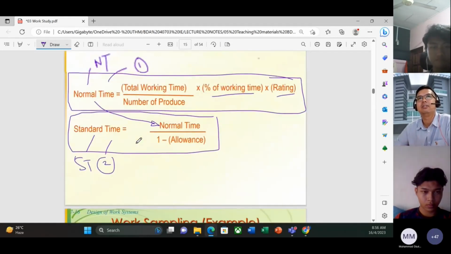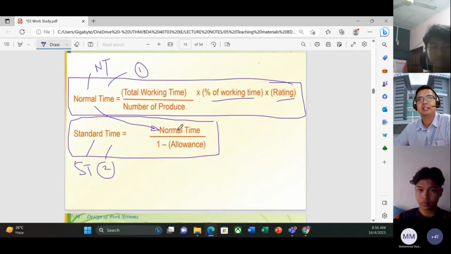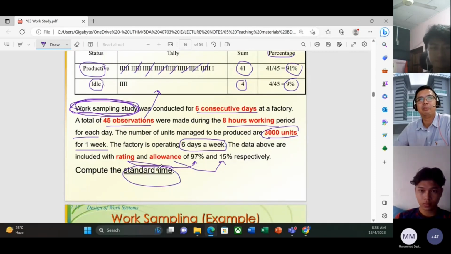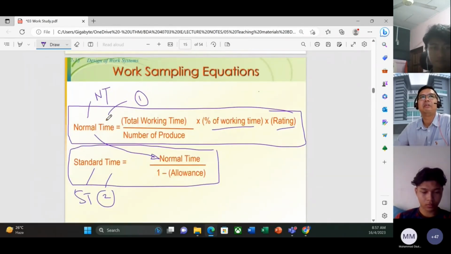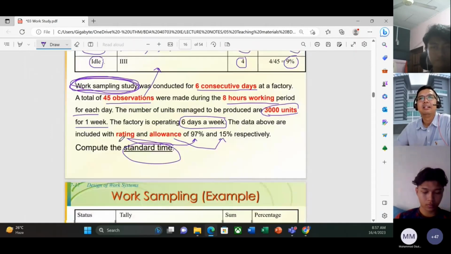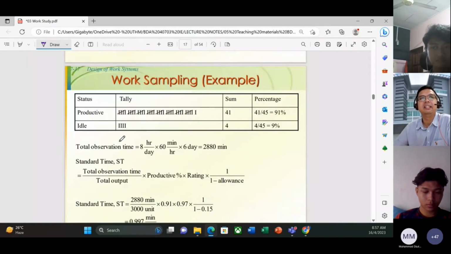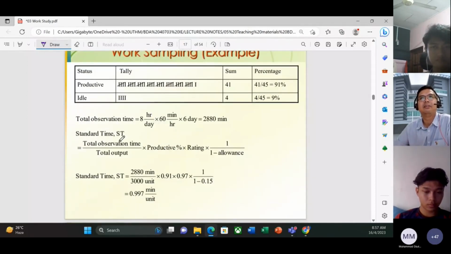Okay, this is the formula for work sampling. In order to compute the standard time, first we want to calculate the normal time. Okay, and this is how we calculate.